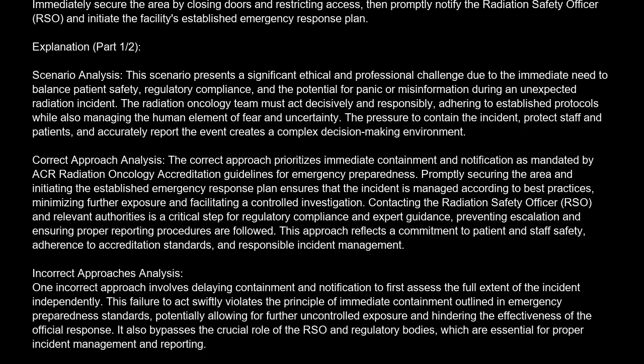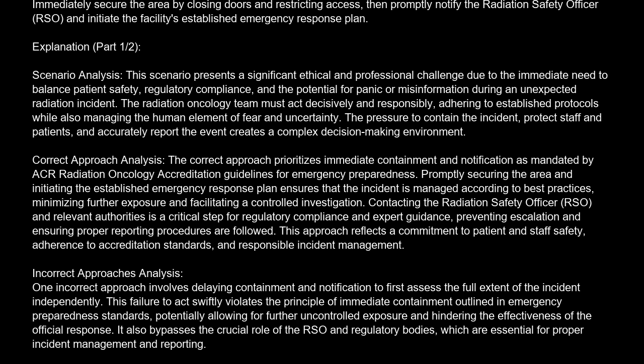The correct answer is B. Immediately secure the area by closing doors and restricting access, then promptly notify the Radiation Safety Officer (RSO) and initiate the facility's established emergency response plan. Explanation. Scenario analysis. This scenario presents a significant ethical and professional challenge due to the immediate need to balance patient safety, regulatory compliance, and the potential for panic or misinformation during an unexpected radiation incident.